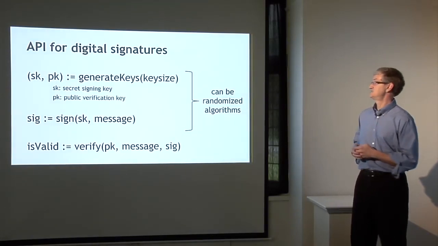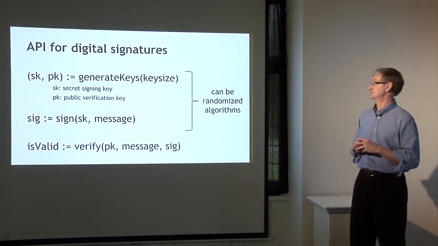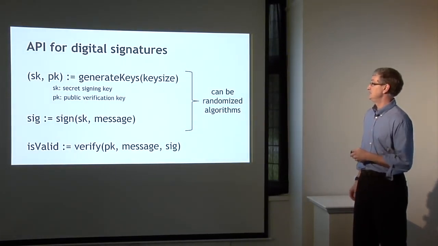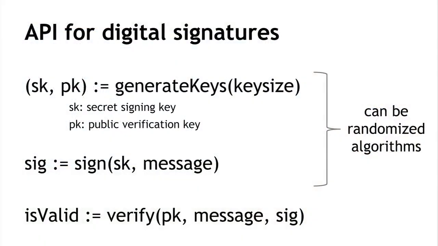So let's get into the nuts and bolts. Here's an API for digital signatures. There are three operations that we need to be able to do. The first one is that, in the beginning, we need to be able to generate keys. So we have a generateKeys operation, and we tell it a key size: how big in bits should the keys be? And this produces two keys, SK and PK.